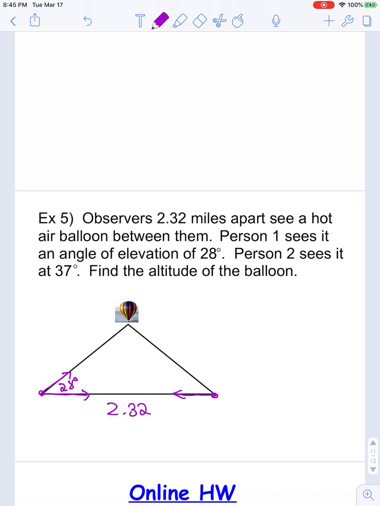Person 2 sees it at 37 degrees. So there's his horizontal, there's that person looking up, this is 37 degrees. We want to ultimately find the altitude of the balloon, so this is what we're going to be looking for. Okay, but just like in the last problem, we will have a nice right triangle here, but without one more side, we're not going to be able to use that right triangle to be able to solve for the height.